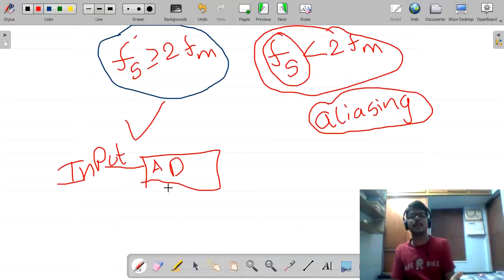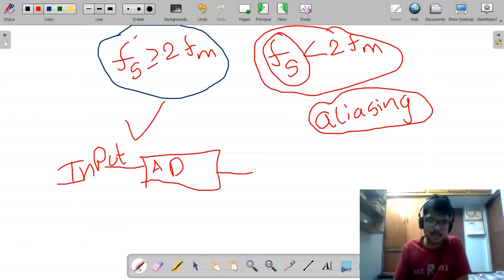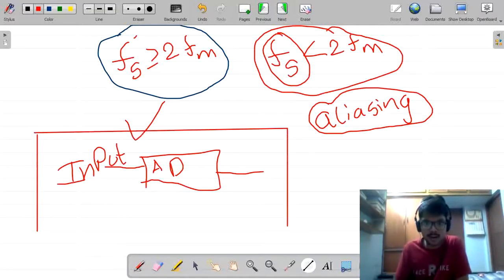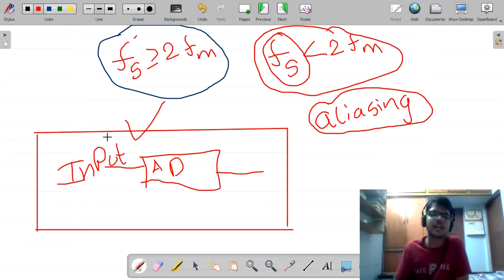Now what will happen? Even if, due to aliasing, our signal information is lost, we have the analog data kept for the safe side. From the analog data we can recover the input signal. This is the process we are using at present. At the input signal we have analog data storage, and if in case we lose the signal, we get it back.